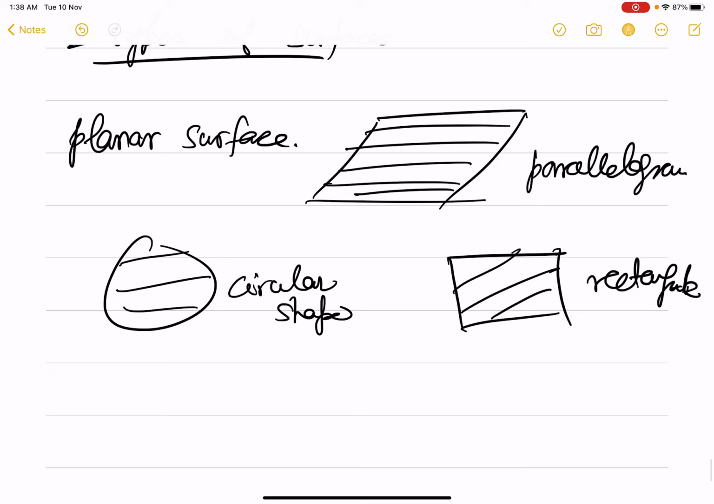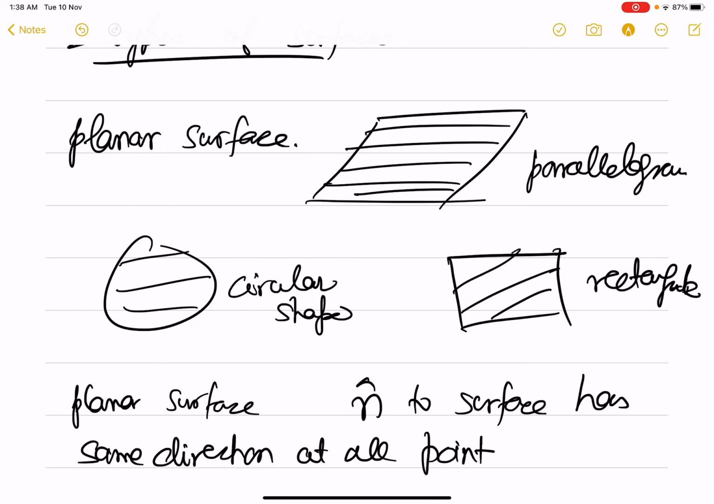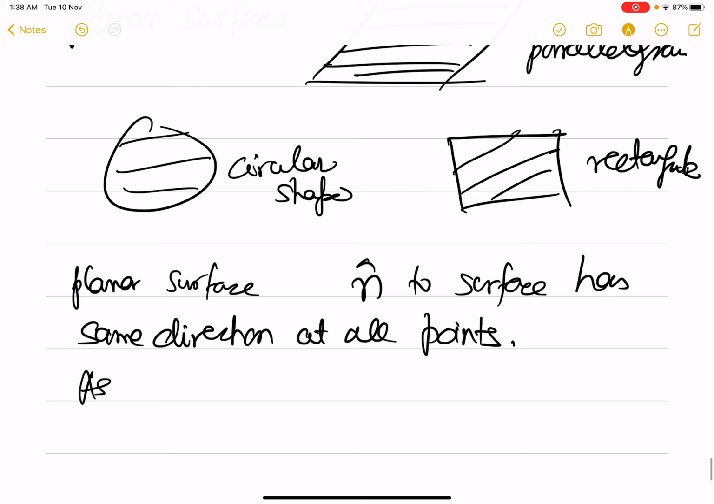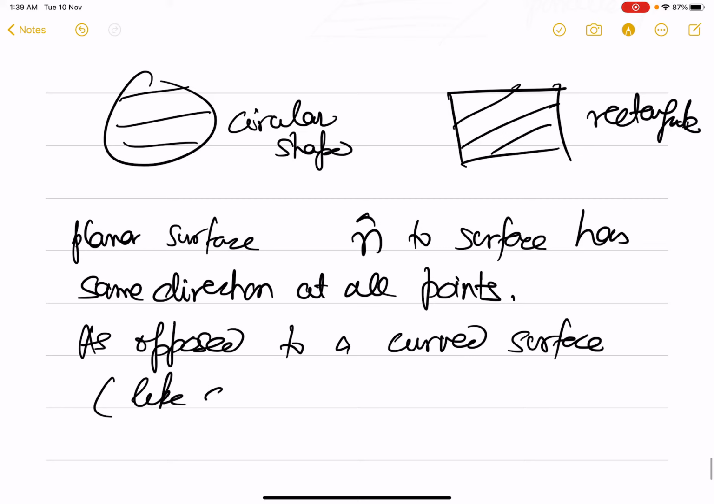So in the planar surface, the property will be that the normal to the surface has the same direction at all points. And this is as opposed to a curved surface. A curved surface would be like a sphere or a surface of a cylinder.